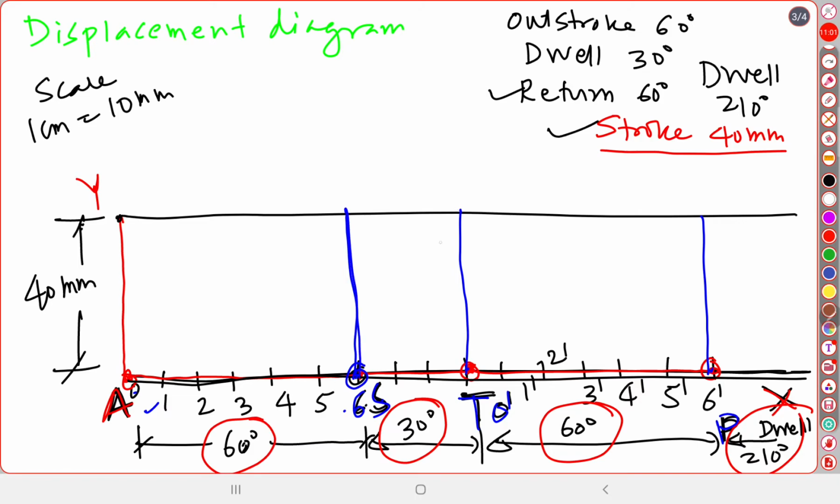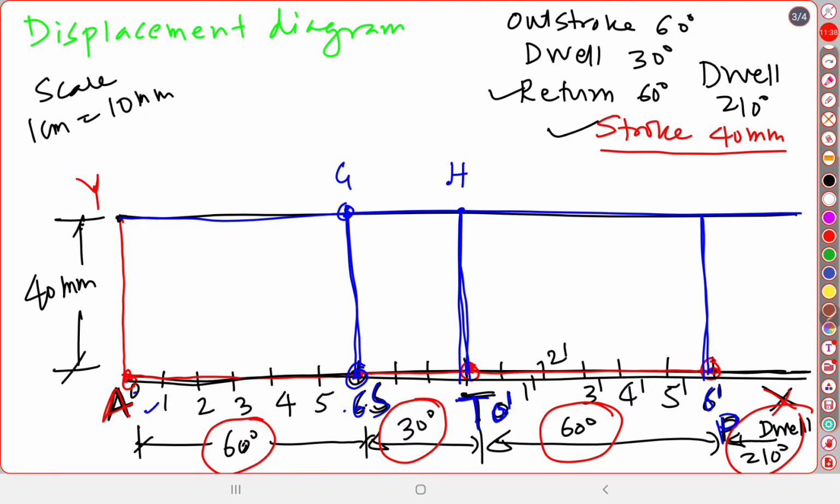This is the first, this is the second vertical line, and this is the third vertical line. The first vertical line starts from the point S and 6. The second vertical line starts from point T and O dash, and the third vertical line starts from P and 6 dash. So on this upper horizontal line, we have to give the names. The point here is G. After that is H, and this is P.